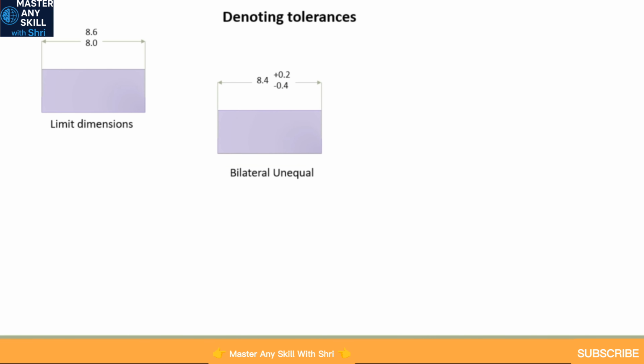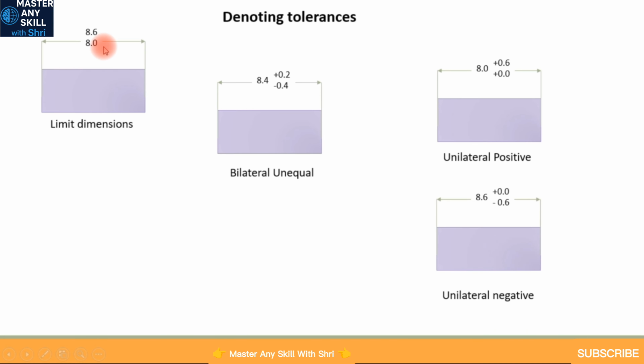If we are mentioning the nominal dimension, then we have to give the tolerance for the upper limit and lower limit. In this case, it is bilateral unequal, that is unequal tolerance on the upper side and the lower side, plus 0.2 and minus 0.4. If we find the upper and lower limits using these, we will get the same limits as over here. 8.4 plus 0.2 is 8.6, 8.4 minus 0.4 is 8.0. Other ways of writing the same thing in a different manner are unilateral positive and unilateral negative, when we want the nominal dimension to be different.